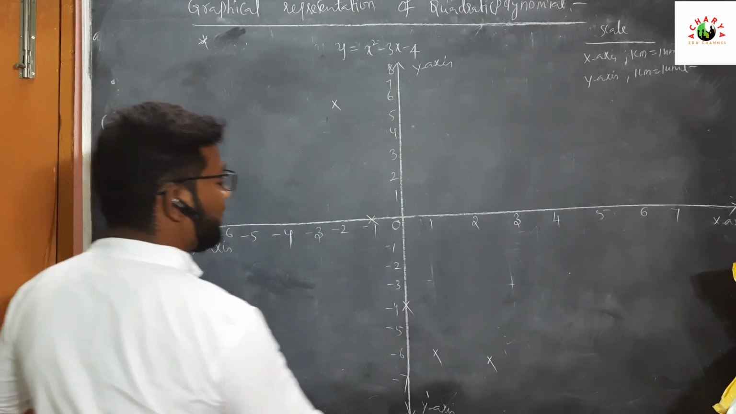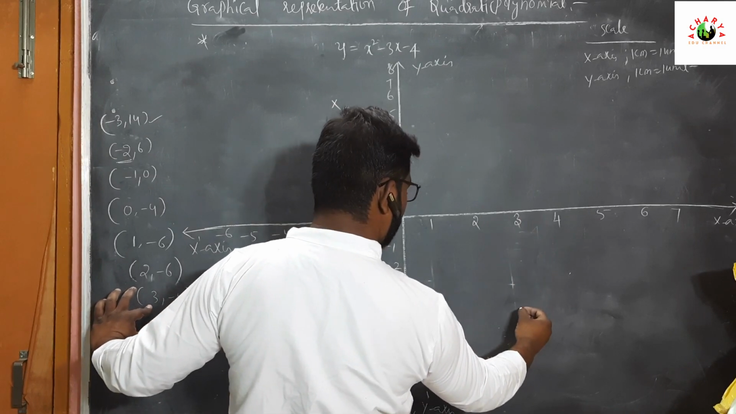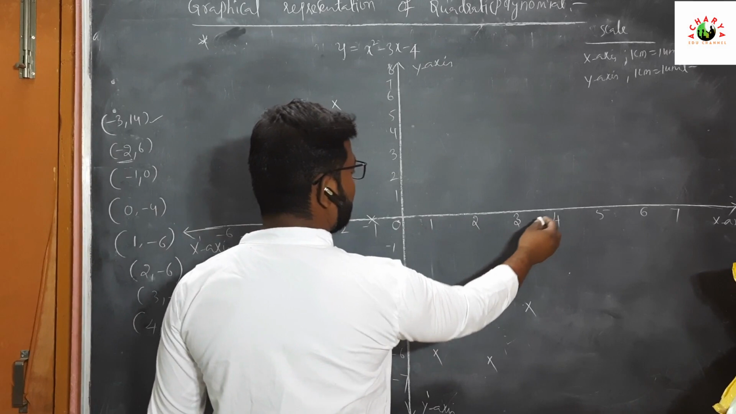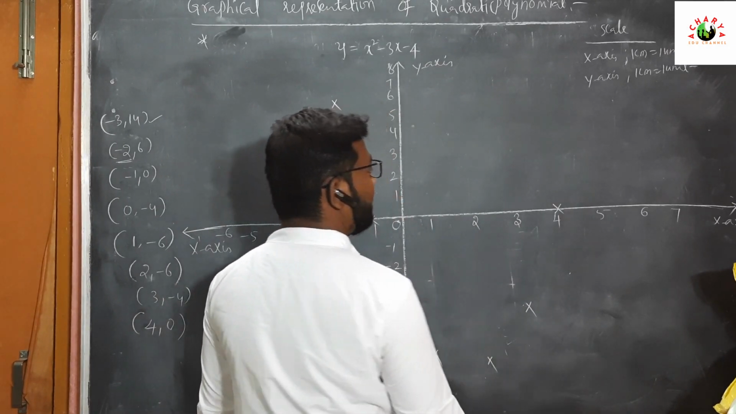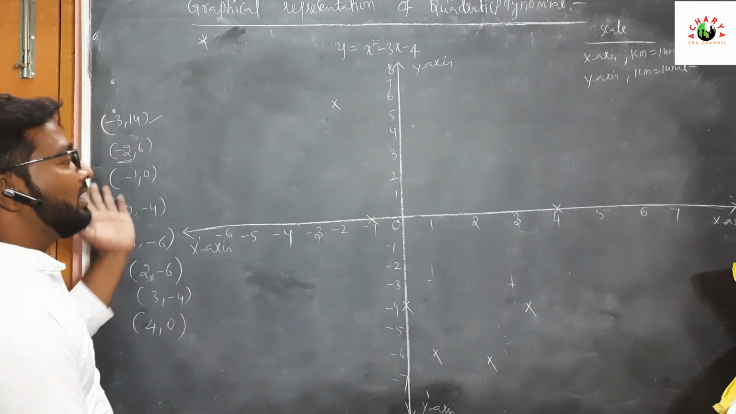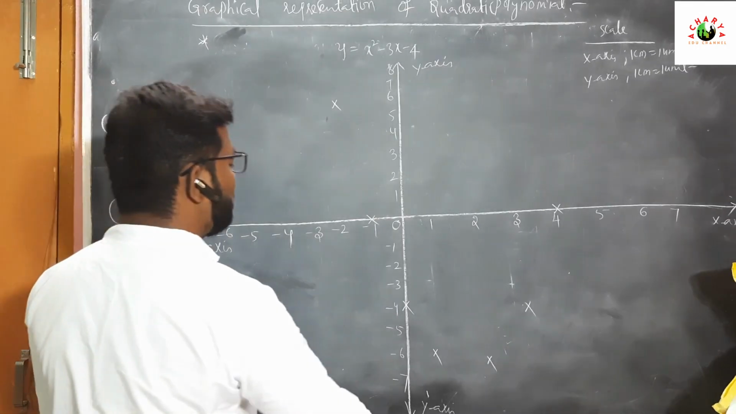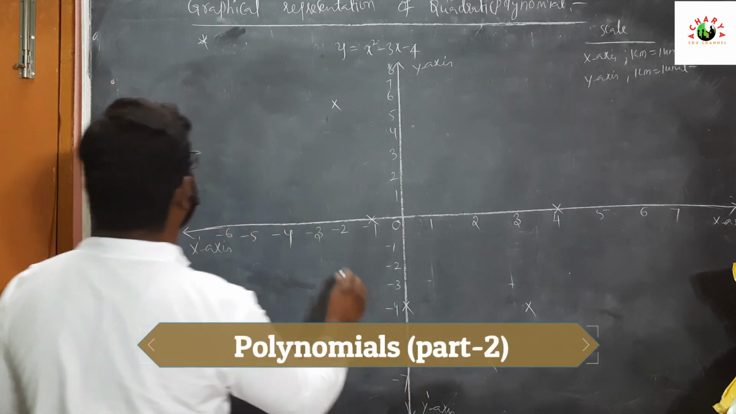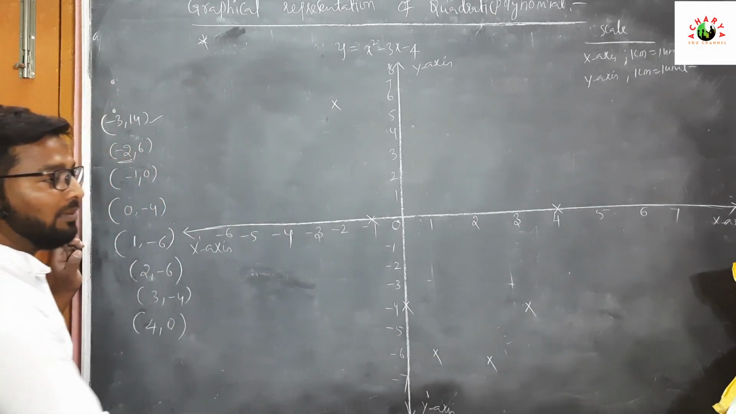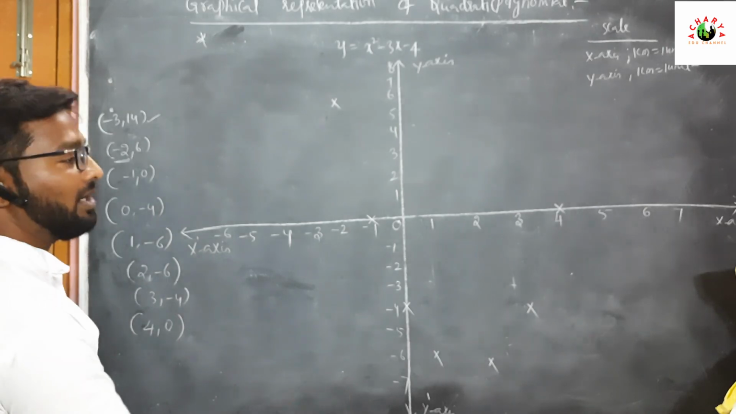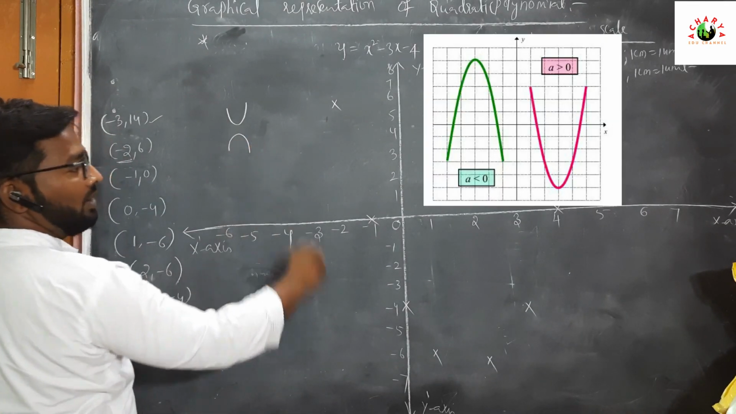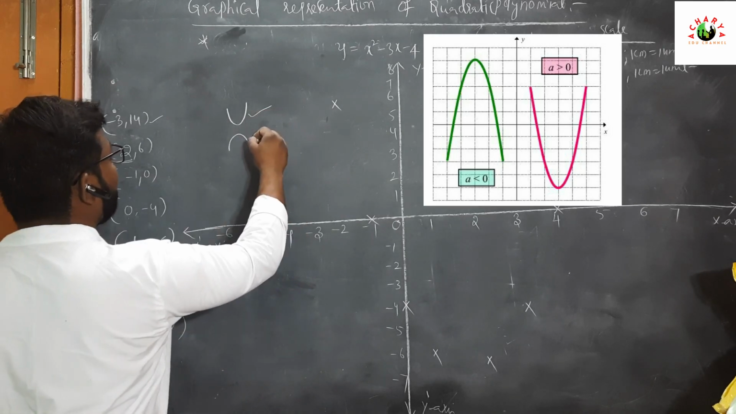Next 3, minus 4. Next 4, 0. If you are taking 5, in the place of x we substitute 5, we will get another y value. Okay. The quadratic polynomial has two parabola shapes, either a U shape or the reverse of U. When will it get this shape and when will it get the other?